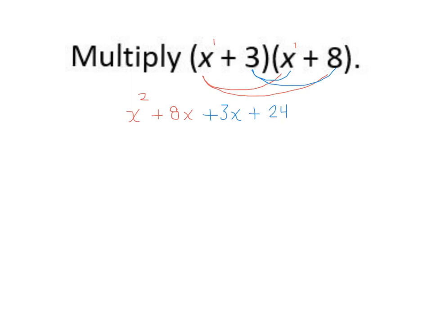Now in this case, we do have some like terms. 8x and 3x have an x with the same exponent, so they can be combined by merely adding the numbers in front. So they're going to become 11x. So we end up with x squared plus 11x plus 24 as our final answer.